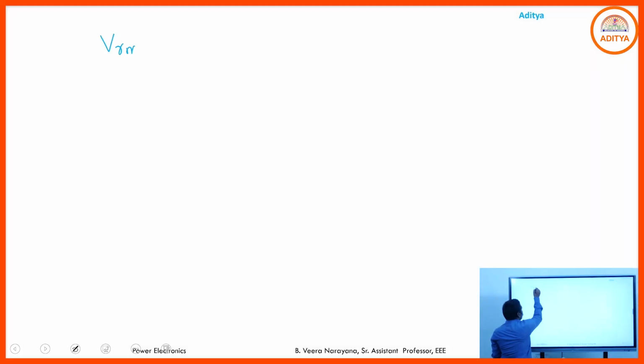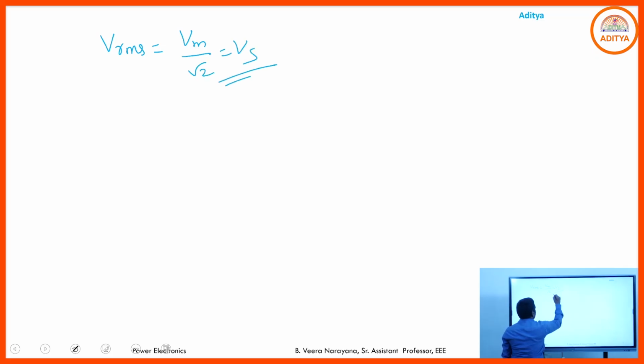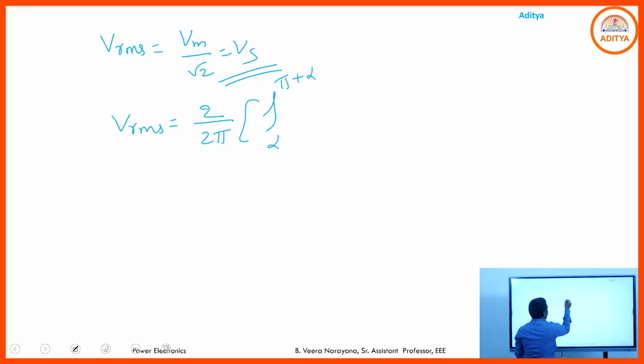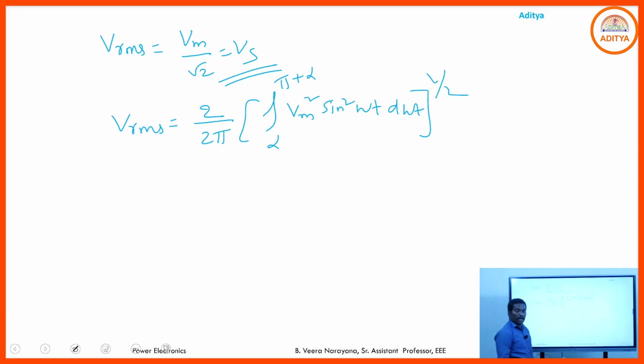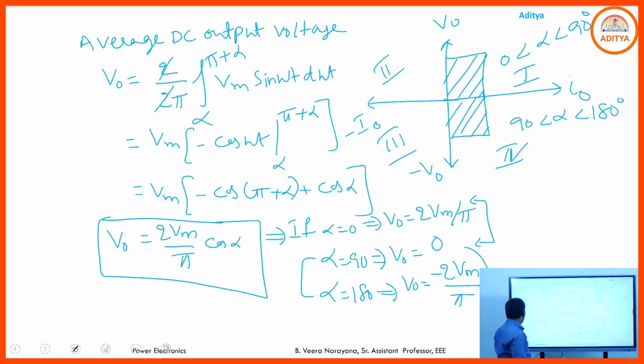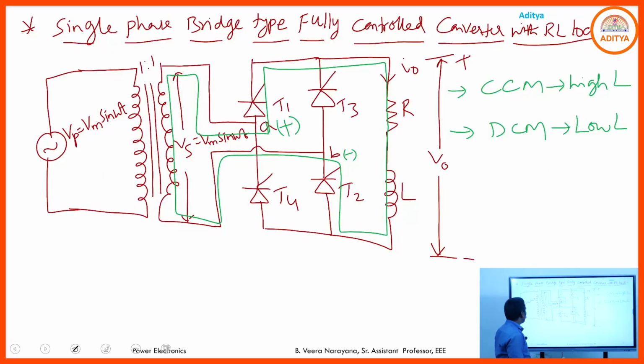And if you want to find out the RMS output voltage, we already derived in bridge type, simply you are getting Vm by root 2, that is equal to Vs. Simply this RMS output voltage is simplified from this expression: integral alpha to pi plus alpha Vm square sin square omega t d omega t, whole power 1 by 2. By simplifying this expression, as already derived for midpoint type converters, the final RMS output voltage is simply Vs. So this is the representation of the bridge type fully controlled converter with RL load in continuous conduction mode.